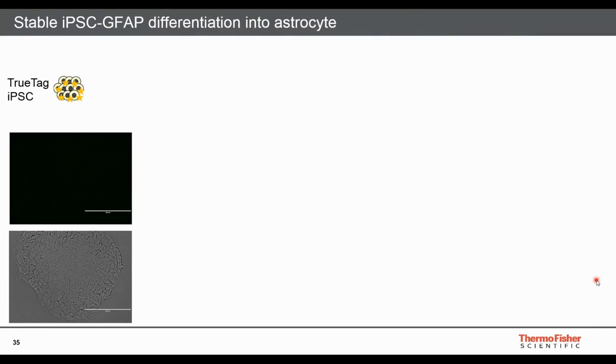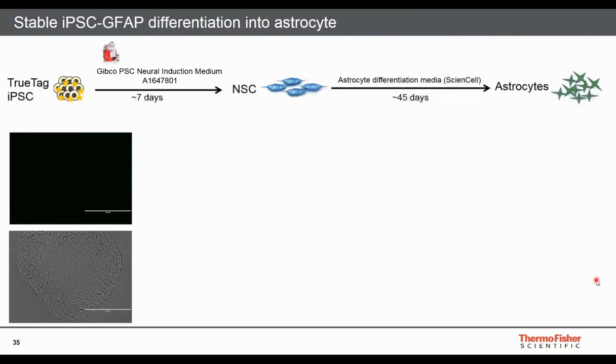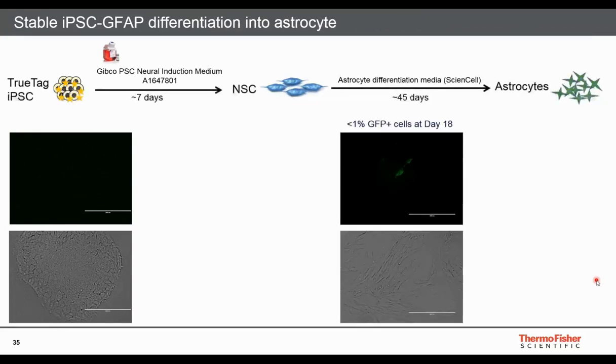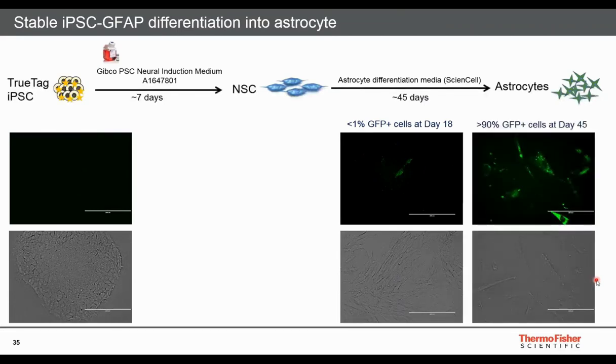So what we did is we made our TrueTag iPSC cells, and we can see here under fluorescence and bright field that these are not GFP positive at this time. We went through our neural induction into NSCs, and then we went into our astrocyte differentiation. And after about 18 days of going through astrocyte differentiation, we start to see a GFP signal. We've got less than 1% cells being GFP positive at this time, but remember they're moving from being a neural stem cell into an astrocyte. So we're starting to see some of that GFP signal turn on.